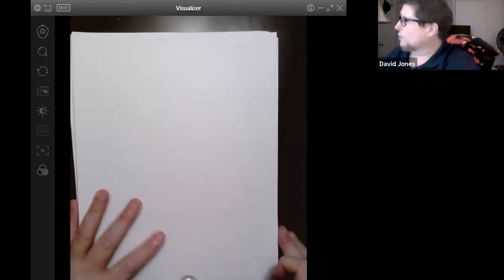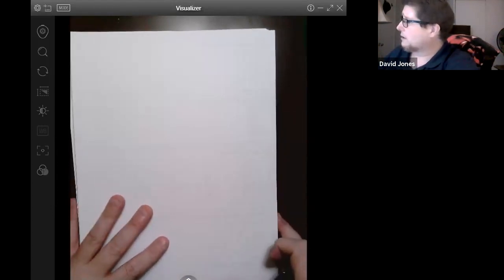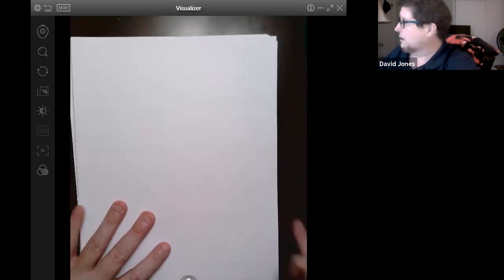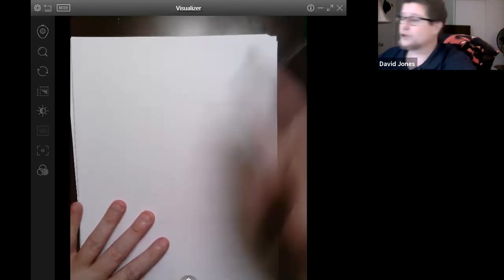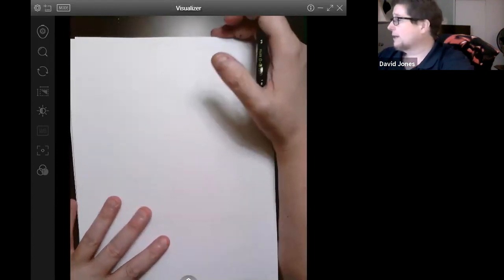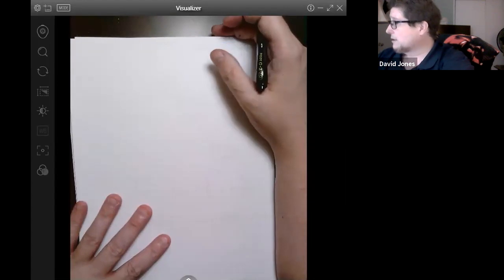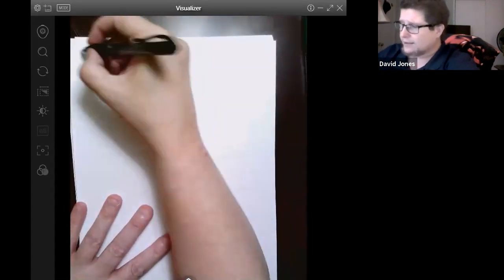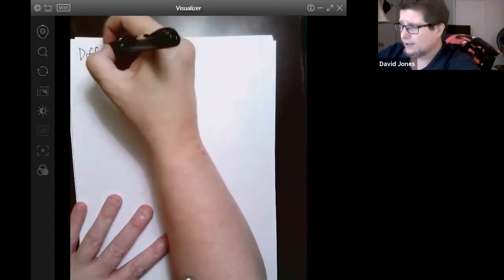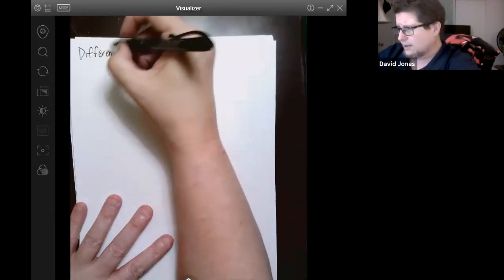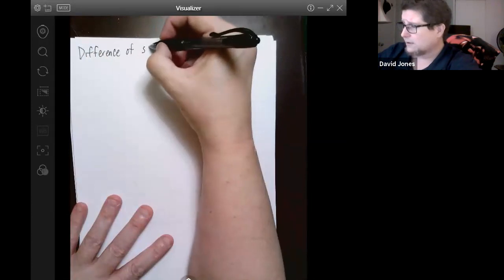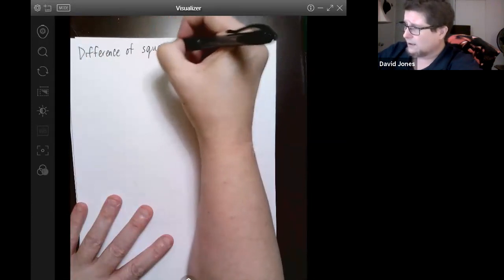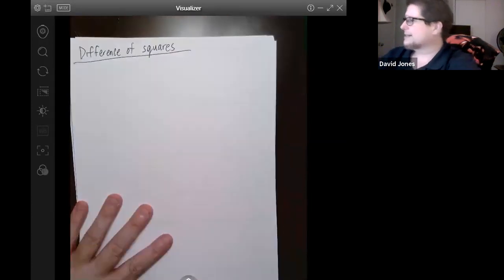Let's look at a few more examples. And I'm going to give some formulas for you. I'll show it to you and show you where they come in. Something called difference of squares. You'll see why it's called that in a second.